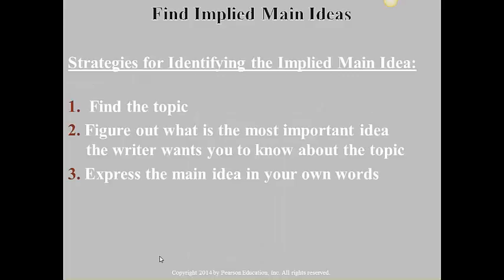Find the topic. As you know, the topic is a general subject of the entire paragraph. Ask yourself, what is the one thing the author is discussing throughout the whole paragraph? Second, figure out what is the most important idea the writer wants you to know about the topic. Look at each detail and decide what larger idea is being explained. Third, express this main idea in your own words. Make sure the main idea is a reasonable one. Ask yourself, does it apply to all the details in the paragraph?